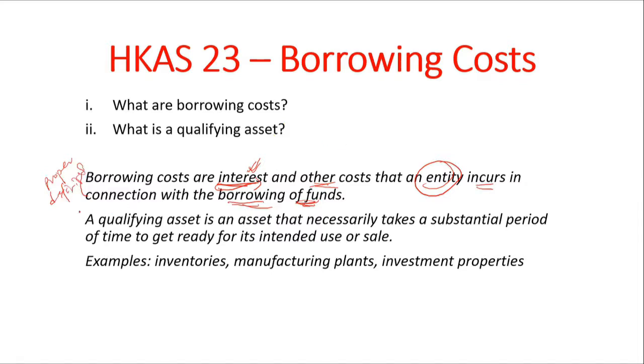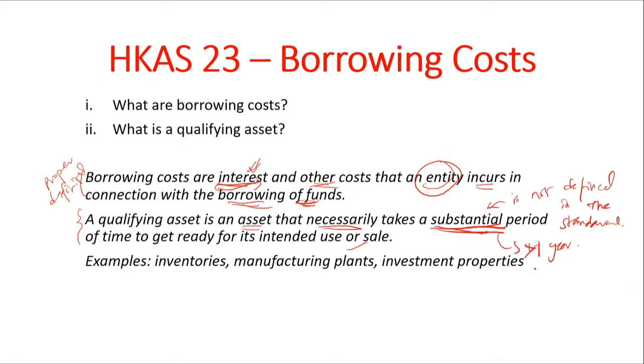Then you have a qualifying asset. Borrowing cost must be on a qualifying asset. If you know the standard, borrowing cost has to be on the qualifying asset. The asset has to be qualifying. A qualifying asset is an asset that necessarily takes a substantial period of time to get ready for its intended use. Now, this substantial period is not defined in the standard.